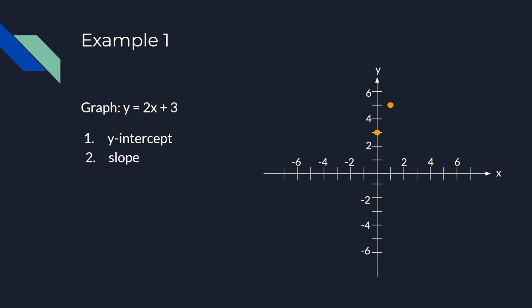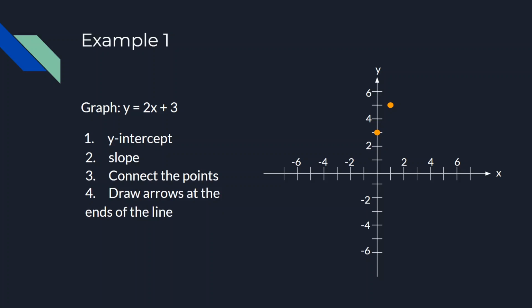We can check if this is right by subbing in the point back into the equation. X is 1 and y is 5. When we put it into the equation, we see that both sides are equal to 5, so it is correct. You only need 2 points in order to draw a linear relation. We now connect the 2 points and extend it past the points. We then draw arrows at the ends of the line to indicate that the line goes on forever.